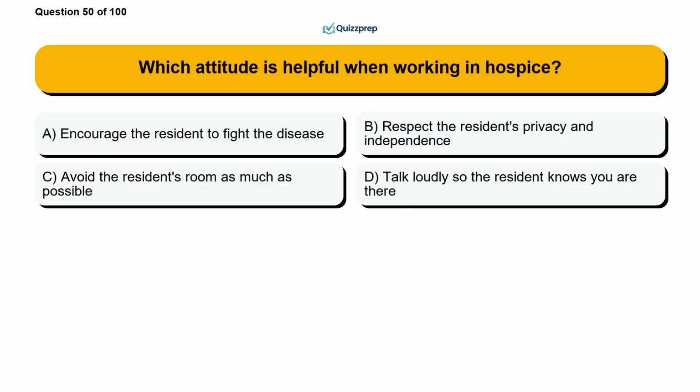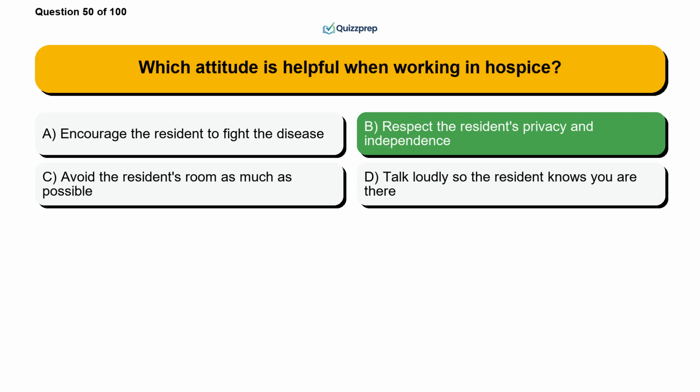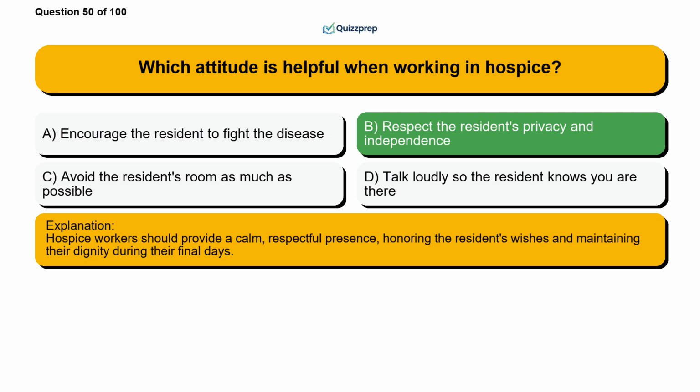Question 50. Which attitude is helpful when working in hospice? Option A, encourage the resident to fight the disease. Option B, respect the resident's privacy and independence. Option C, avoid the resident's room as much as possible. Option D, talk loudly so the resident knows you are there. The correct answer is option B, respect the resident's privacy and independence. Hospice workers should provide a calm, respectful presence, honoring the resident's wishes and maintaining their dignity during their final days.